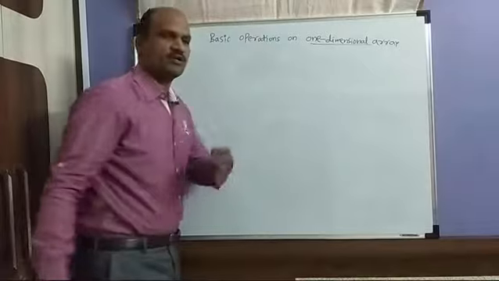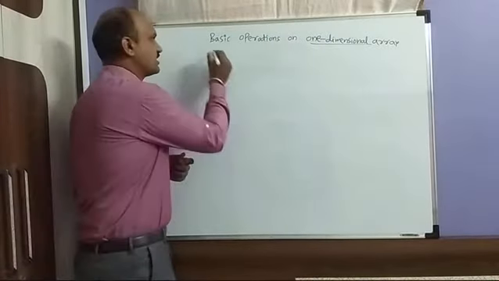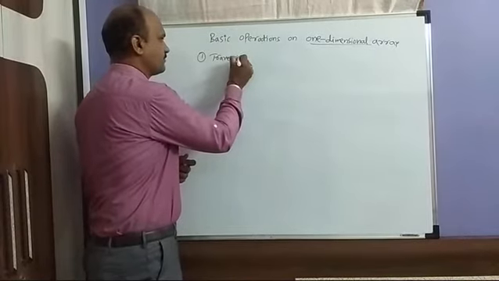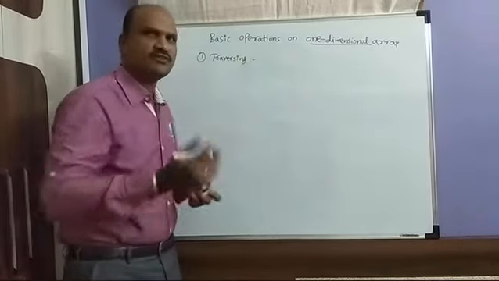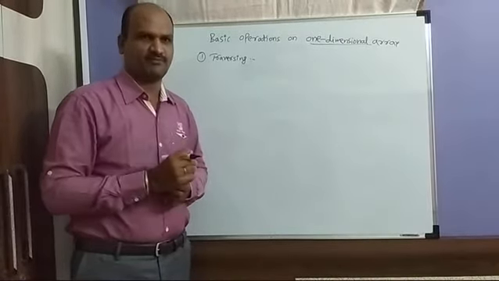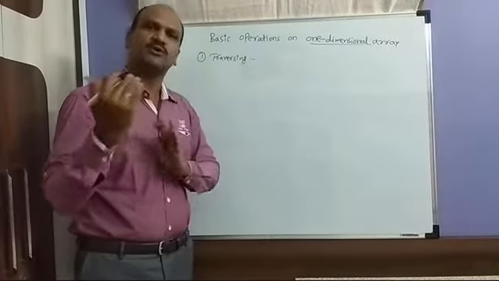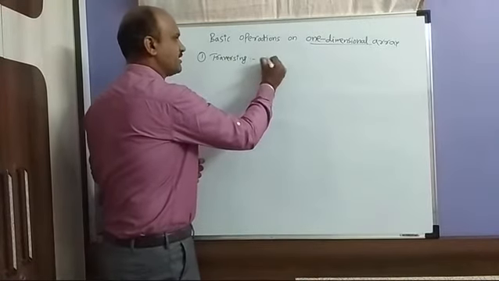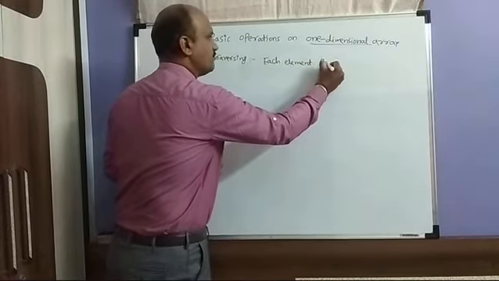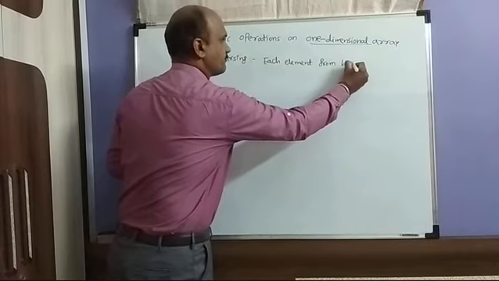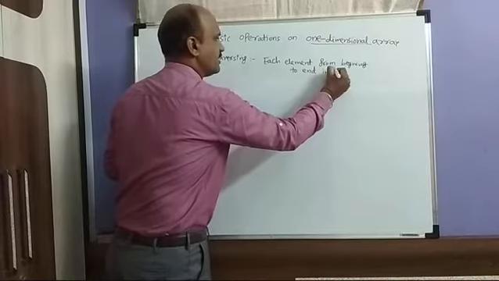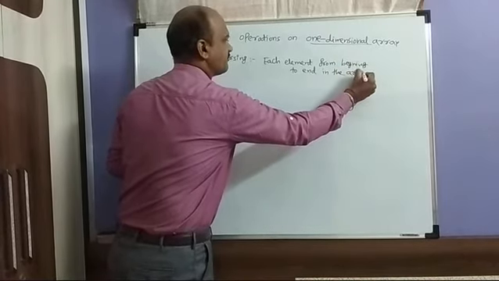So same, what are the operations you learned? First one is traversing. So what is the meaning of traversing? As we discussed, it will traverse each element in the array, from beginning to end. Traversing each element from beginning to end in the array. That is traversing.